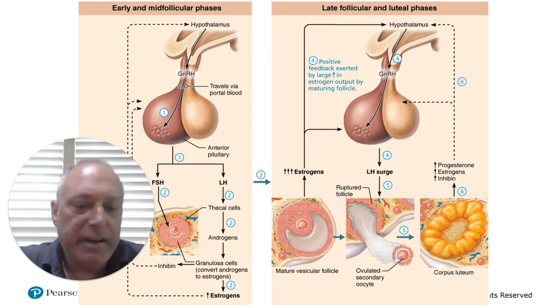This is now the secondary oocyte, and the follicle then, in absence of the oocyte, develops into what's called the corpus luteum. And the corpus luteum continues to pump out hormones. And this time we get high progesterone, high estrogen, and high inhibin. Now the inhibin is going to inhibit the LH surge, whereas the progesterone and the estrogens are going to continue to inhibit the LH surge. I'll show you a picture of that.